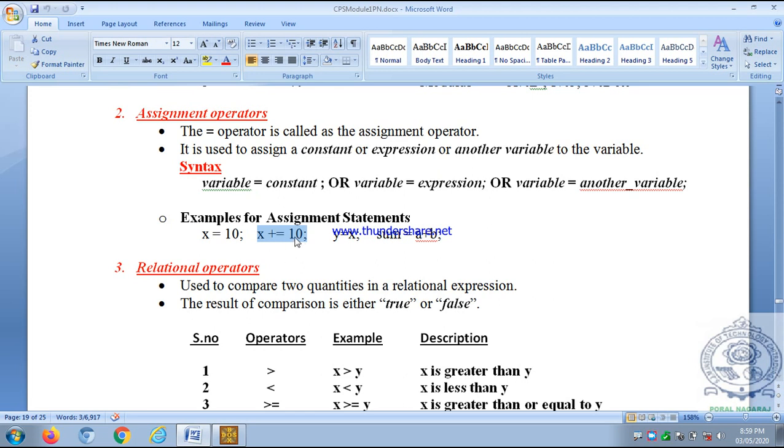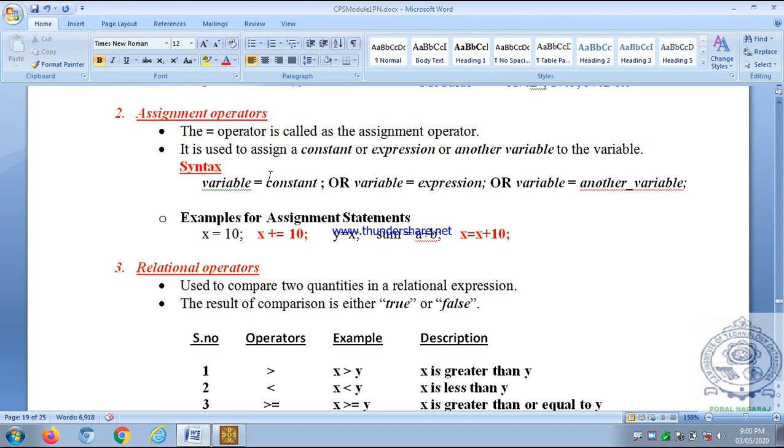So x plus is equal to 10 is nothing but, instead of writing x assigned a value x plus 10, we may write it like this also. Both are the same. You can remember it. We can write either this way or this way, terminated by of course semicolon. So this is called assignment operator.